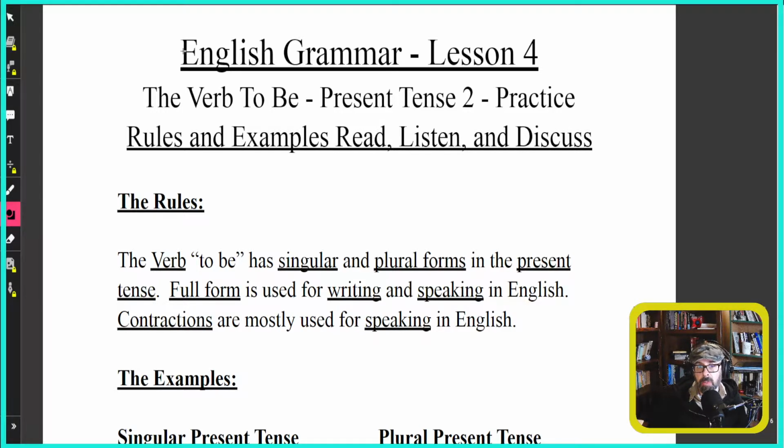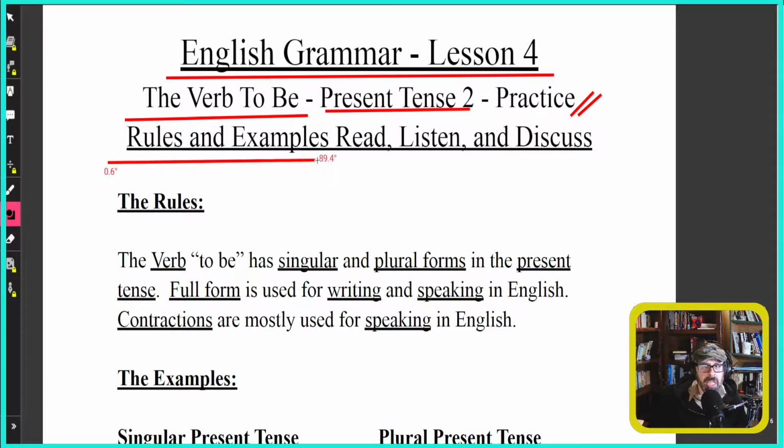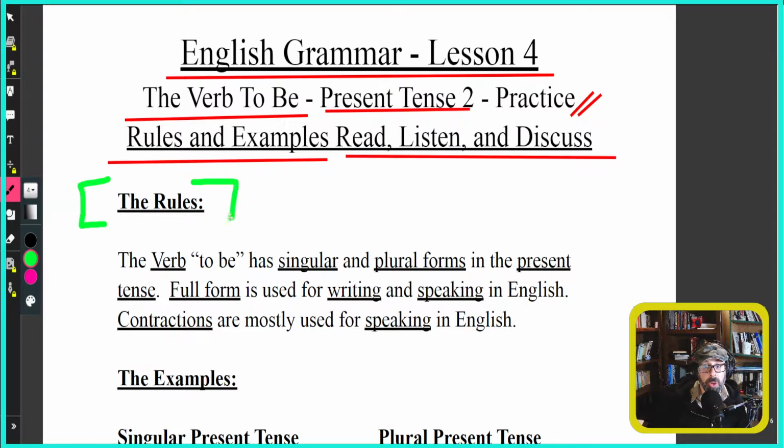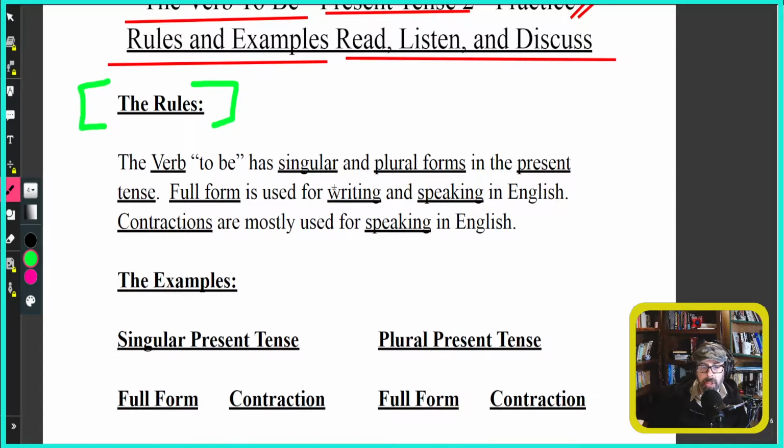Okay, all right. So English grammar, lesson number 4 today. The verb to be, present tense number 2. We'll do a little bit of practice. Right now, let's look at the rules. Let's look at the examples. Let's read together, listen, and discuss or talk about it a little bit. So we'll do a little bit of a review. Okay. All right. Let's start with the first part here. Let's start with the rules and look at the rules together.